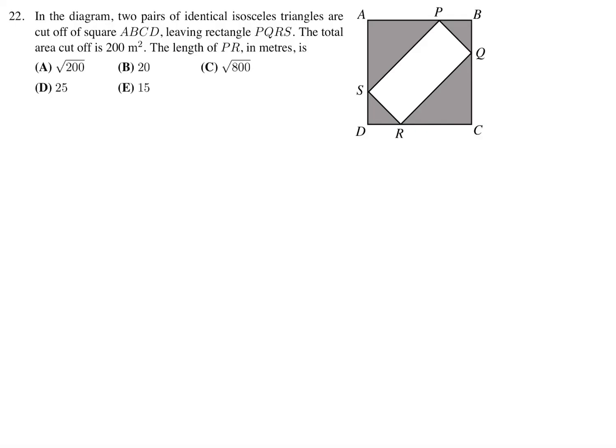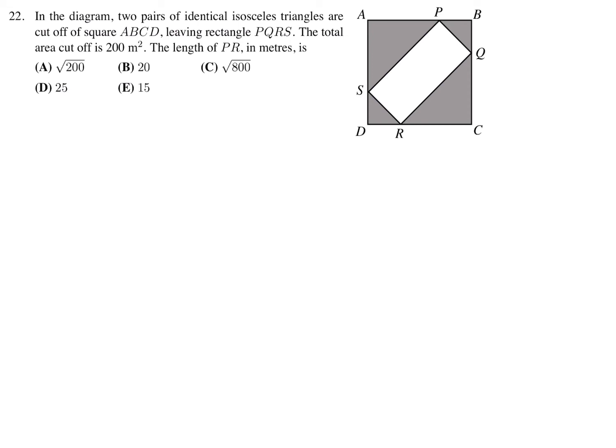In the diagram, two pairs of identical isosceles triangles are cut off of square ABCD, leaving rectangle PQRS. The total area cut off is 200 meters squared. The length of PR in meters is.